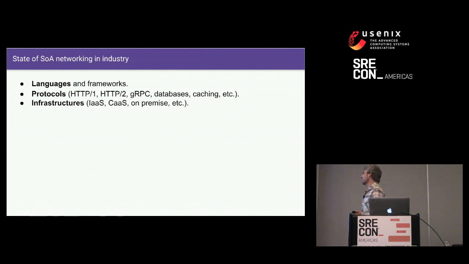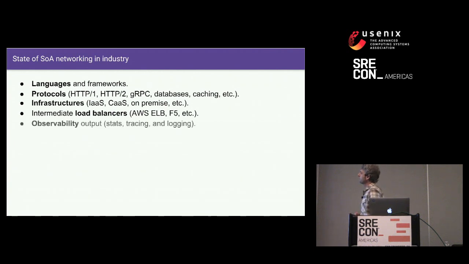So that's infrastructure as a service, containers as a service. We have people that are running on-premise. And then we have all kinds of different load balancers. So those are virtual load balancers, those are hardware load balancers. And then most importantly, you've got this entire mess of things, right? You have different languages, different protocols, different infrastructures, different load balancers, and you're trying to figure out what's actually going on.